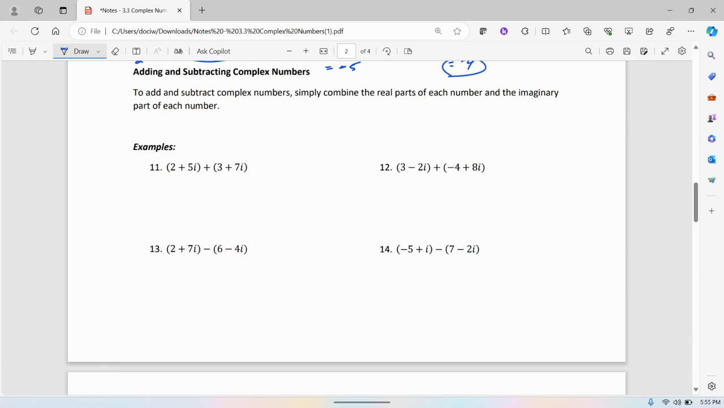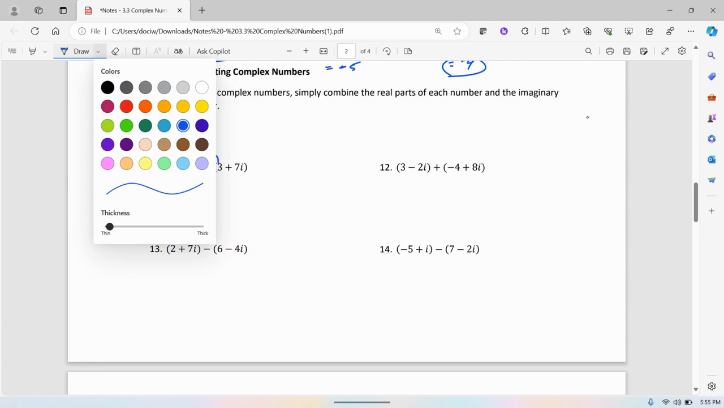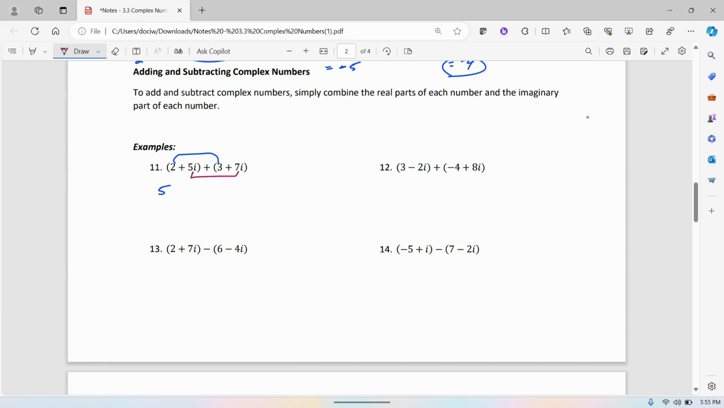Okay, to add and subtract complex numbers, notice that we have the real part 2 and the imaginary part 5i. 3 is the real part, 7i is the imaginary part. To add complex numbers, you're simply going to add the real parts. 2 plus 3 is 5. And you're going to add the imaginary parts. 5i plus 7i is 12i. And that is literally all there is to it.